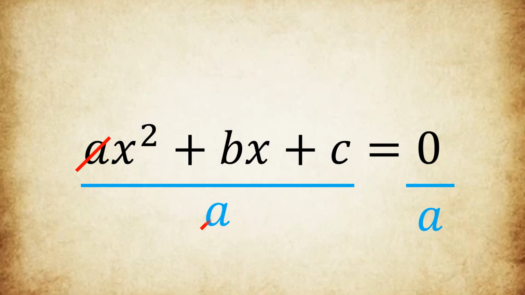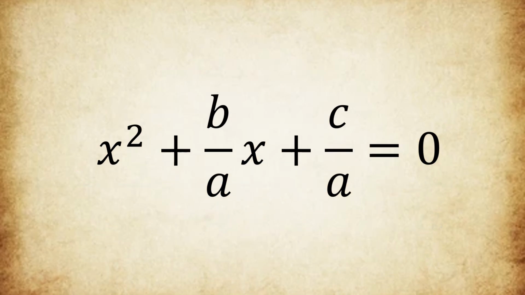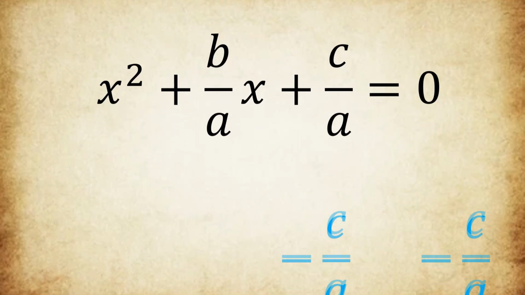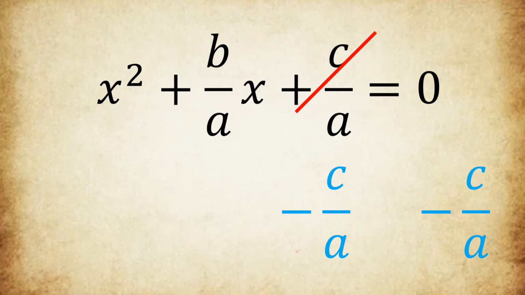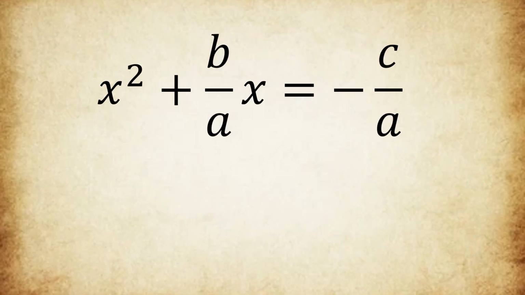This cancels the coefficient of x, and the equation becomes x squared plus b over a x plus c over a equals 0. Then we subtract c over a from both sides, so we get x squared plus b over a x equals negative c over a.